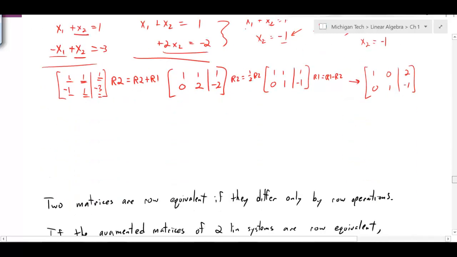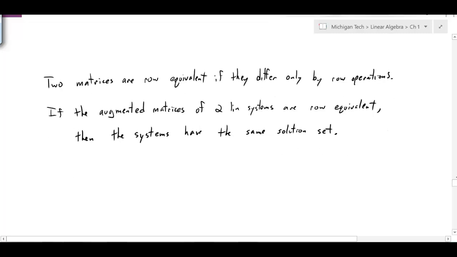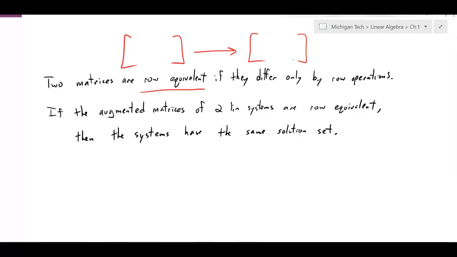So to summarize those key points, we're going to introduce some terminology. It says two matrices are row equivalent if they differ only by row operations. So if I start with an augmented matrix and I do a row operation to it to get a new augmented matrix, because those row operations are just adding equations together or interchanging equations, they're not changing the solution set. I'm going to call these two matrices row equivalent.